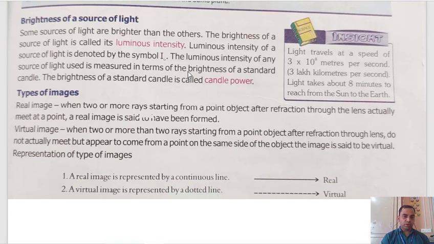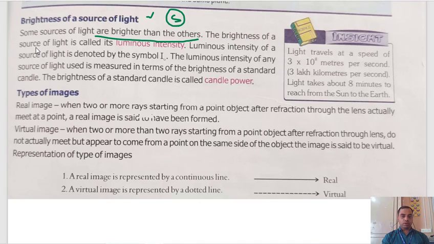Okay, so this is the last point of our today's discussion: brightness of a source of light. We know what a source of light is. A source of light is something from where we can get light. So how bright is it? Is the brightness of a candle equal to the brightness of the sun? You can see a burning candle directly, but you cannot see the sun directly. Your eyes will get hurt. So some sources of light are brighter than others, as the sun is brighter than a candle.